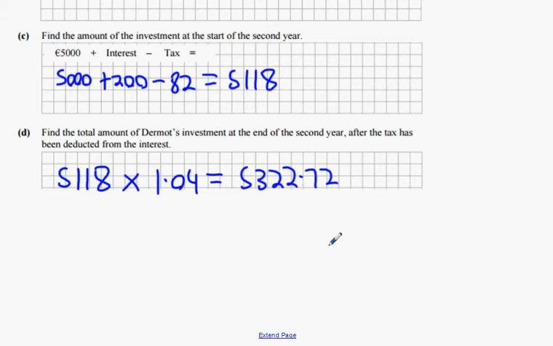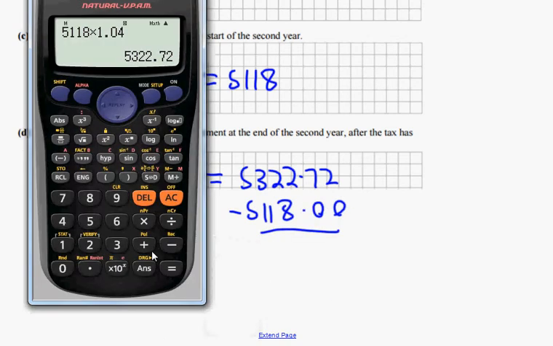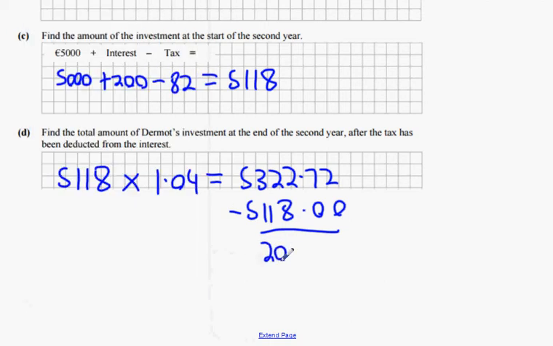Okay. Now what we can do next, guys, is this. We have to take away our initial amount because we want to find out how much interest we made. So minus 5,118. That's it there. So it's going to be €204.72.